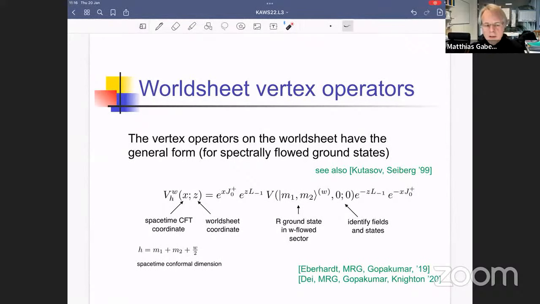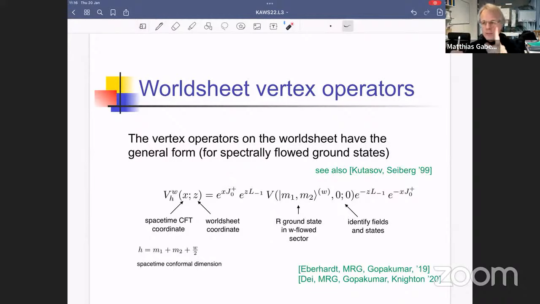So what's the idea? Suppose you were to sit at z equal to zero and x equal to zero. And suppose, so in conformal field theory, as you know, there is a field-state correspondence, and you can basically pick a point where you identify the vertex operator with the state.